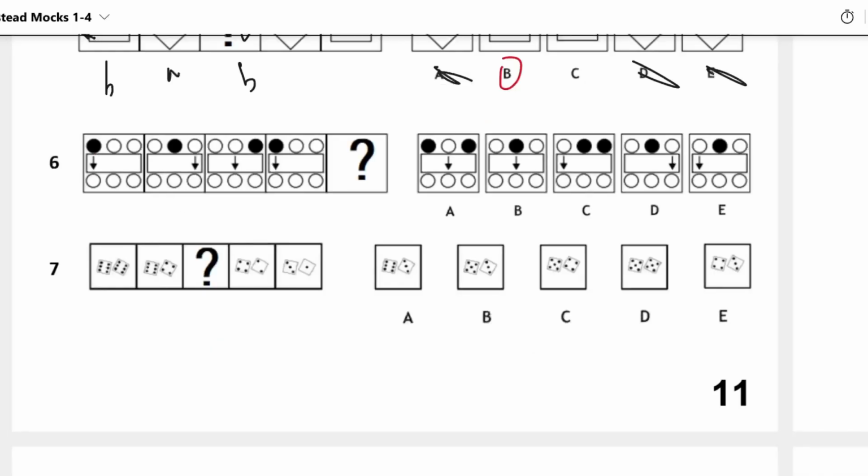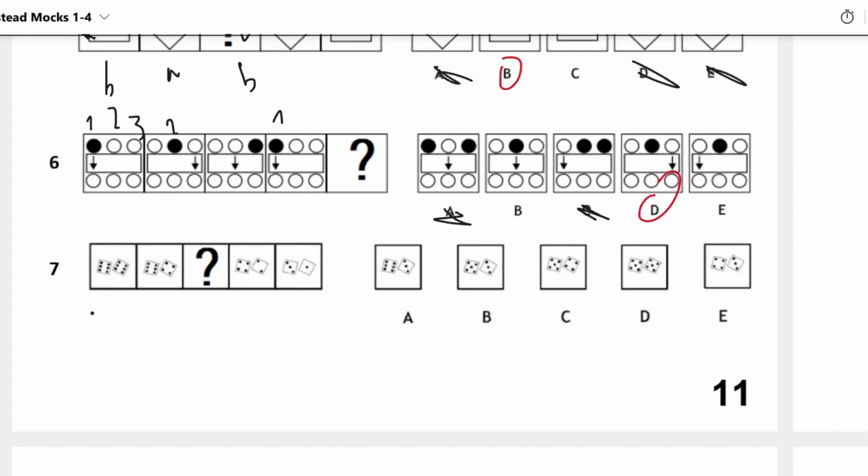If we call this position for question 6, we're going to call this position 1, 2, and 3. So this black dot is moving from 1 to 2 to 3, and then back to 1. Then it's going to be in 2, so we can cross out C, and we can also cross out A. This middle arrow is also going from position 1, 3, 2, 1. Then it goes back to 3, so it would look like D.